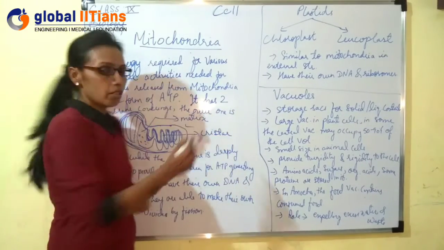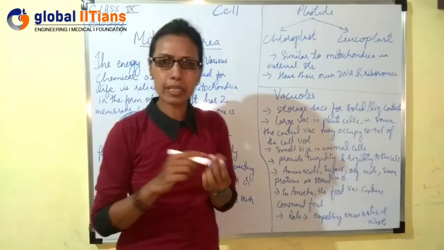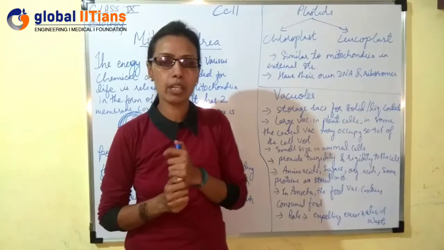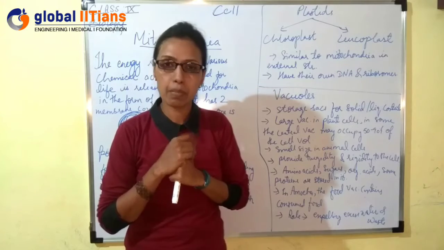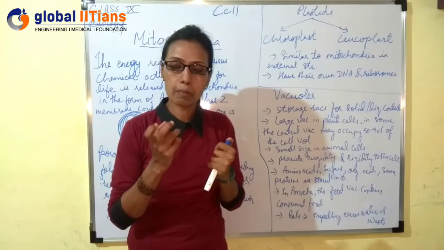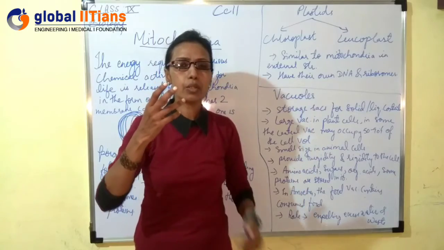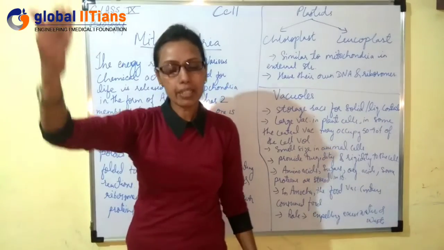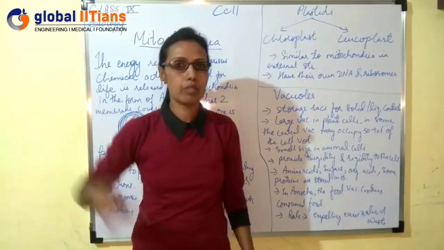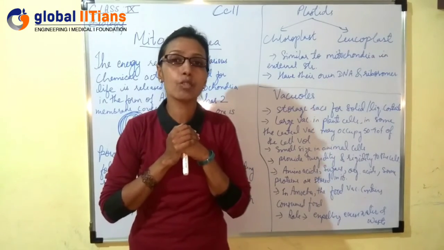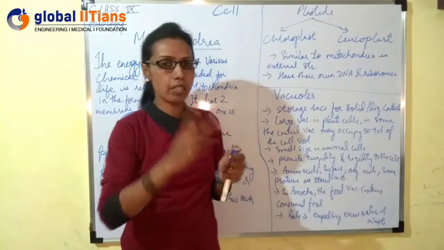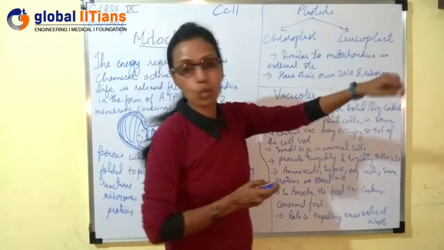Then again, one important cell organelle, a little bit in structure like mitochondria, is the plastids. Plastids, you all know, are present only in the plant cell, first thing. In general, you can divide them into two categories. In higher grades, you will be studying one more form of plastid, that is chromoplast. In general, two, that is chloroplast and leucoplast.